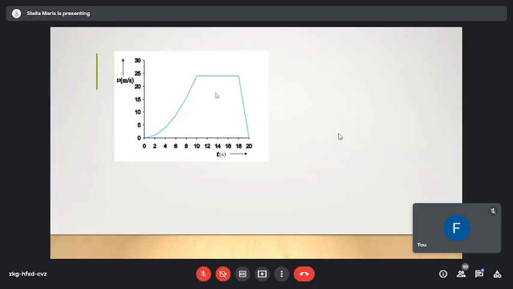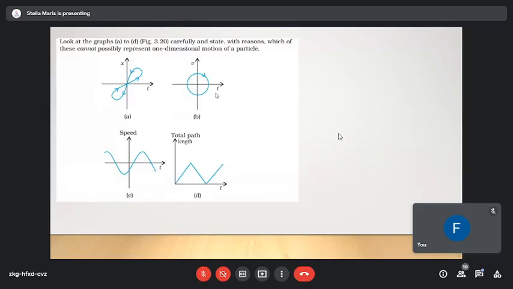Okay, but we have some questions, I guess. Okay, yeah, these are graphical questions. First we look into that, and then we can go for acceleration. Look at these graphs A to D carefully and state with reasons which of these can possibly, or cannot possibly, represent one-dimensional motion of a particle. They are given four graphs. You have to tell which of these cannot possibly represent one-dimensional motion, and why. State that also. You can do this.